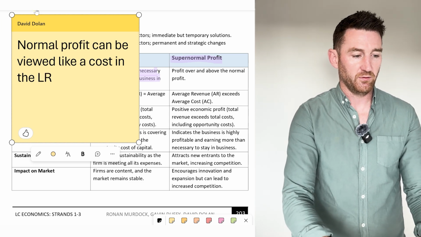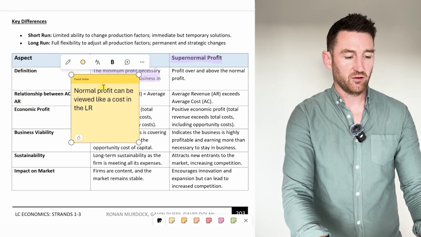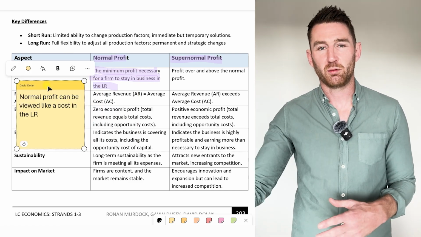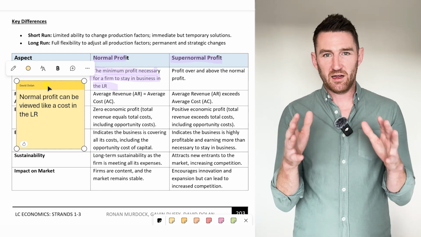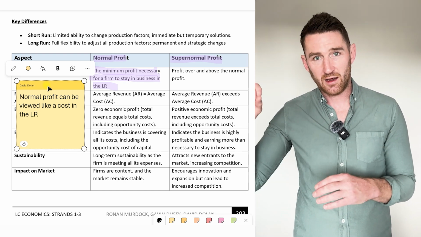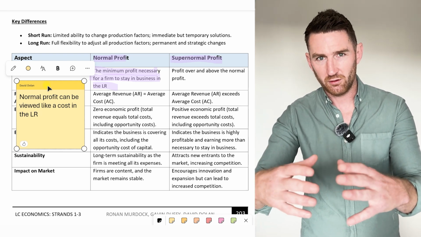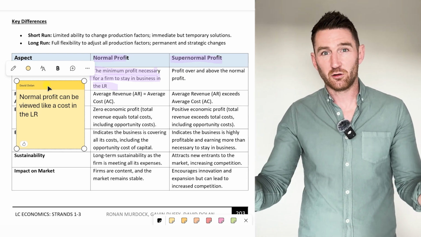And the reason it should be viewed like a cost is because in that situation that I just mentioned to you there about the potential business project, the money that you make from your sales in that project, yes, it has to cover all your costs, but for you to actually do it, it also has to cover the 10 grand, otherwise you won't do it. So it's like an additional cost that must be covered.